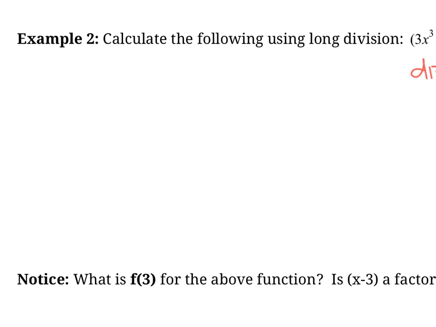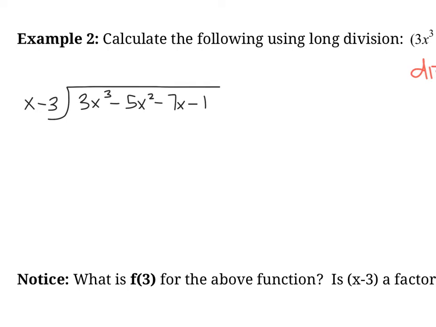Okay, so starting with our division sign, underneath we have our dividend, which is 3x to the power of 3 minus 5x squared minus 7x minus 1, and then we have x minus 3 as our divisor. So now we've got to do long division. We're going to follow the same process that we did above.